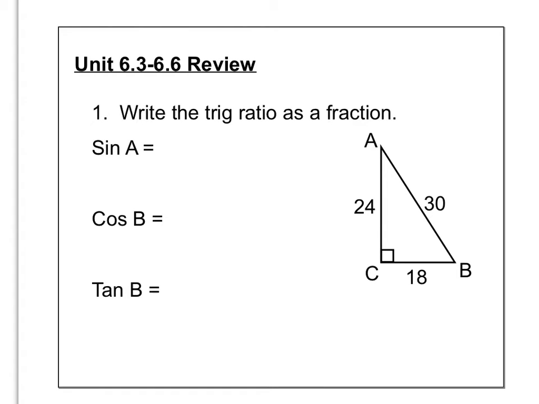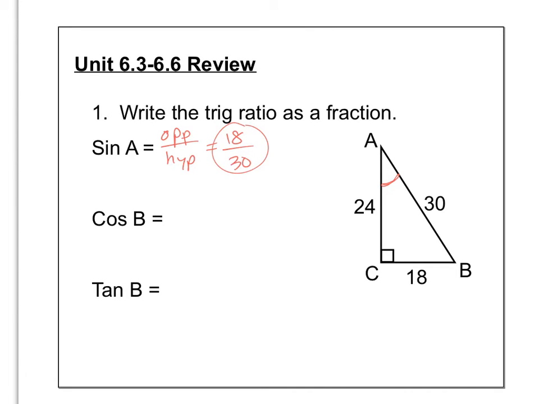Okay, for sine of A, remember you go to angle A, and sine is going to be opposite over hypotenuse. So opposite is going to be the 18. Hypotenuse is going to be the 30. So 18 over 30 is the trig ratio. Okay, so next, cosine B.